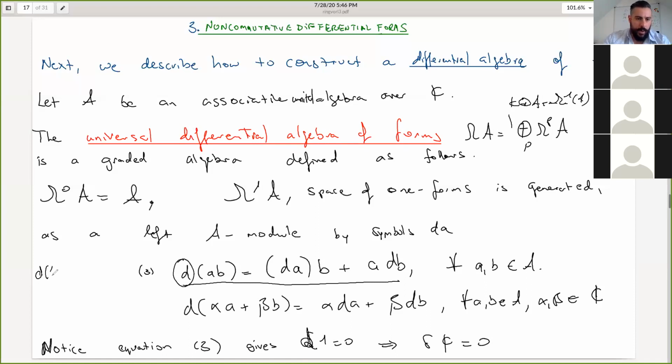Why? Because D of 1 times 1 has to be equal to D1 times 1 plus 1 times D1, right? And since this is basically 2 times D of 1, well, you know what I mean, right? So this is just equal to 2 times D of 1, and this is D of 1. This implies that D of 1 is equal to 0, and this holds for all of C, right? So D of C is equal to 0.